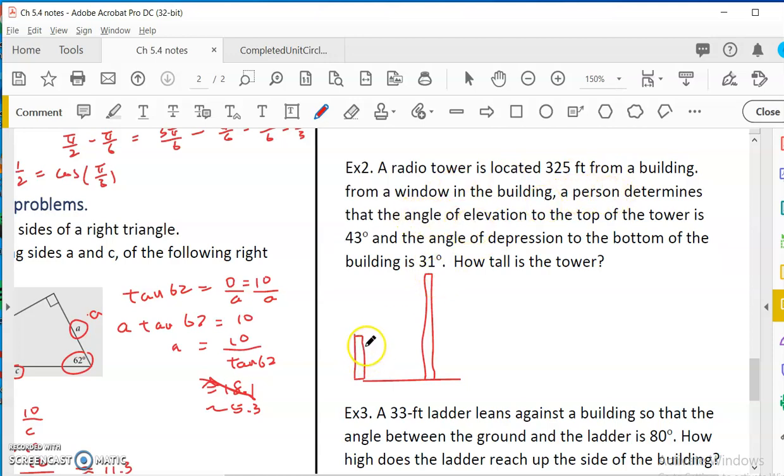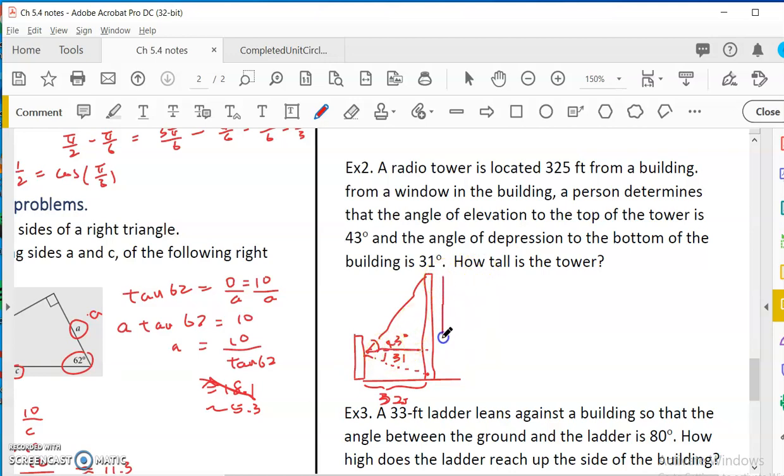So from a building, this person from a window in the building, we don't know where it is, so just somewhere. So this distance is 325. And the angle of elevation to the top of the tower is 43. So this is 43. And the angle of depression to the bottom of the building, so this is the eyesight to the bottom, that would be 31. So see how it is always to the horizontal. Okay, so how tall is the tower?